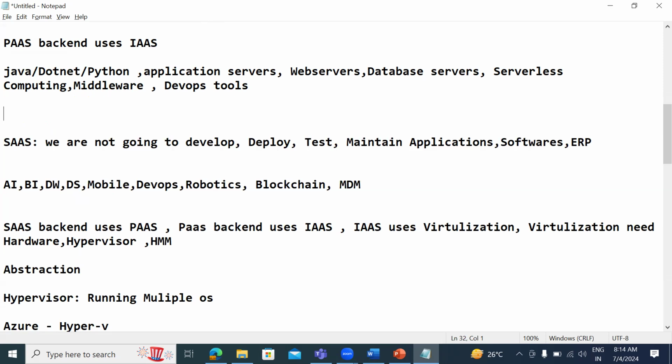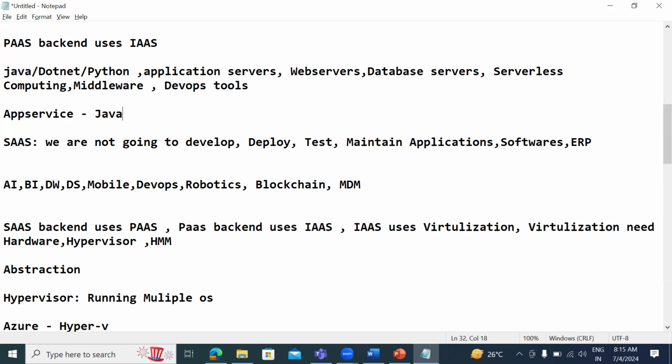I'll tell one example. Say Azure has one feature called App Service. Say you develop a Java-based, .NET-based, or Python-based application. You just need to deploy it. Everything will be taken care of by App Service itself. It means the pre-built environment is already available, but in the backend it again uses the infrastructure. So we don't need to install anything; we just need to deploy it.